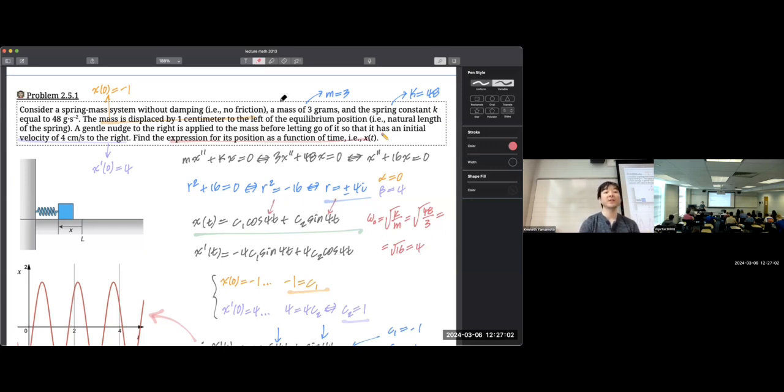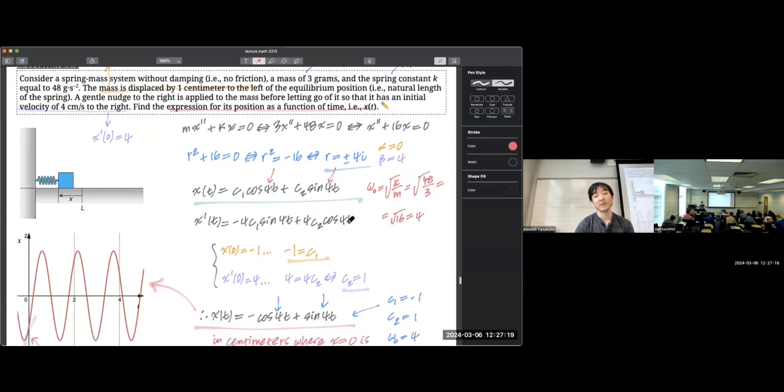And so some people just read this problem, they know there's no friction, so they'll just say my answer is going to be C1 cosine of 4t plus C2 sine of 4t, where omega naught is just equal to square root of k over m. So in some books, you may see that for simple harmonic motion, the solution is always going to be C1 cosine of square root of k over m times t plus C2 sine of square root of k over m times t.